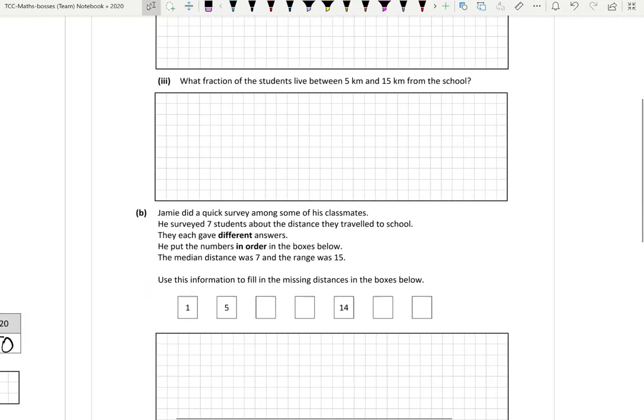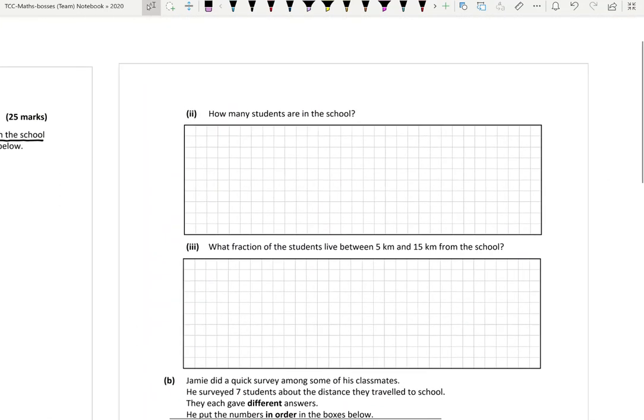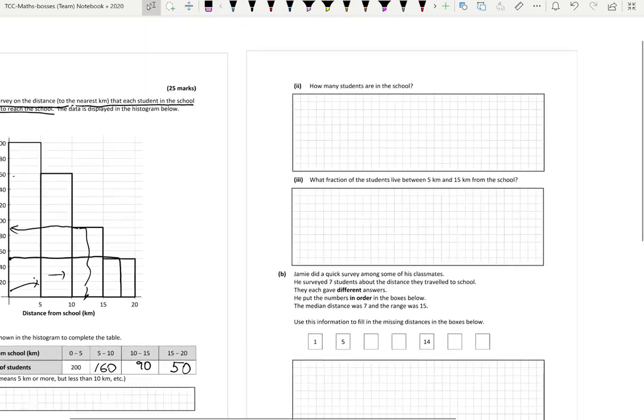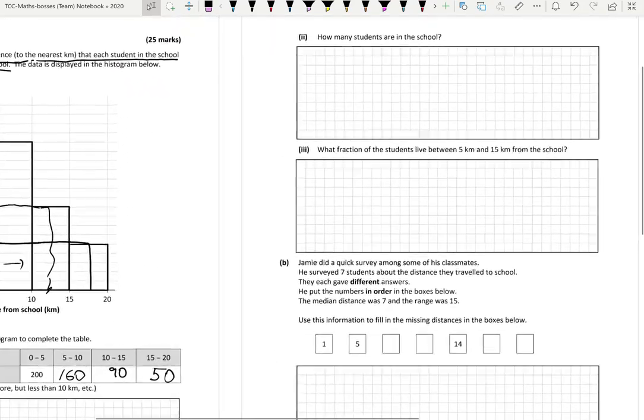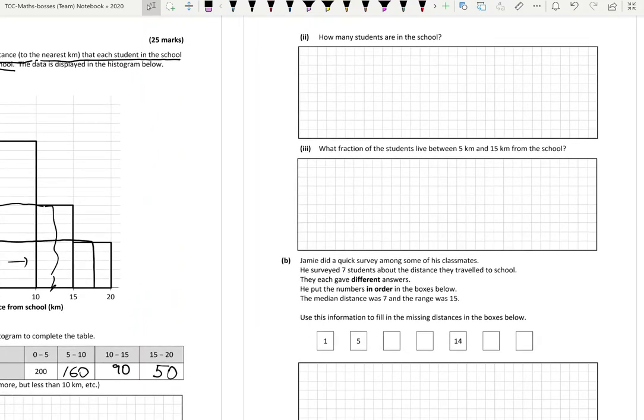Okay, now moving on to the next page, we have the question, how many students are in the school? Well, if we look back on our previous answers, every student gave an answer, so we just need to add up all of the numbers of students in the different bins. Okay, that's 140. That's 300 in total. 500. Or put it in the calculator.